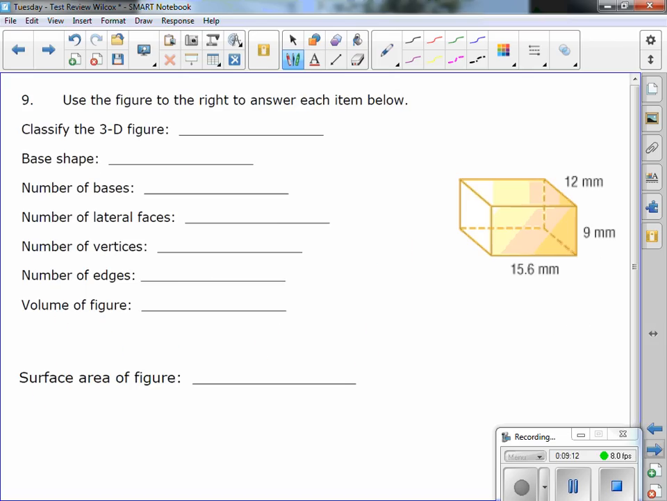Number 9, use the figure to the right to answer each item below. Classify the 3D figure. This is a rectangular prism. Its base shape then is a rectangle.